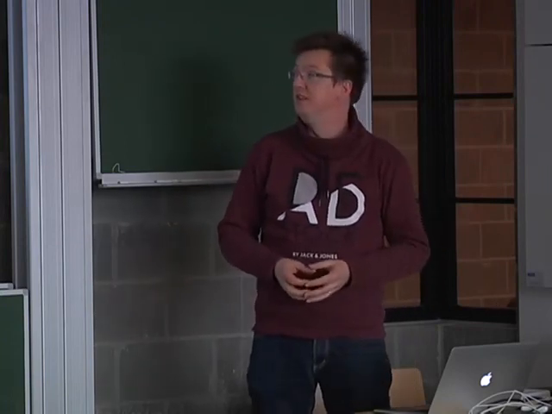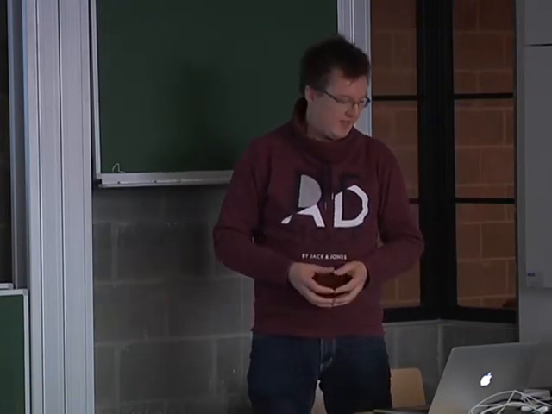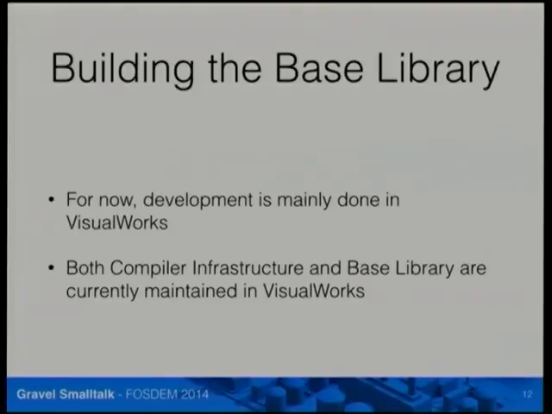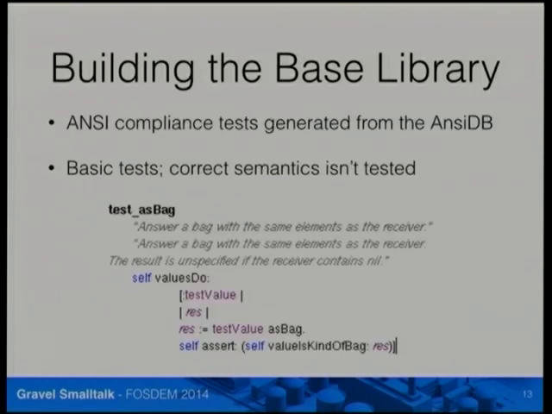Next, to get Gravel running, we need some sort of base library. What we actually are doing is we are recycling, we are using the ST80 base classes from Squeak, and we are getting those source codes from Squeak and importing them in special packages in VisualWorks, and then write all that code out of VisualWorks again.